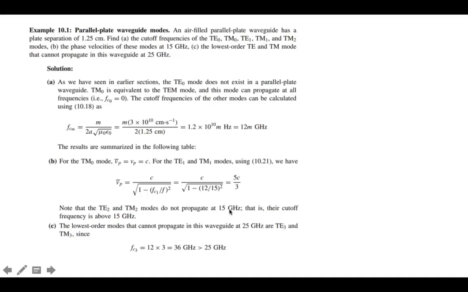Okay, at 15 gigahertz, TE2 and TM2, so the second mode, would not propagate. We would have to have 24 gigahertz, so we're below cutoff and we won't propagate. Now the lowest order mode that can't propagate in this waveguide would be the third order mode, because that would be 36 gigahertz, and that would be cut off. So the third order mode would need 36 gigahertz to propagate. So at 25 gigahertz, we will not propagate down the waveguide.